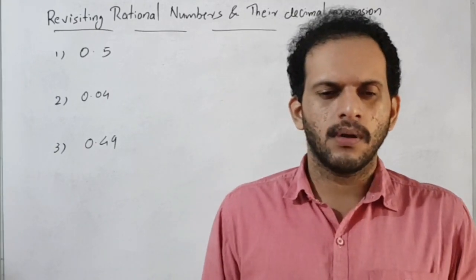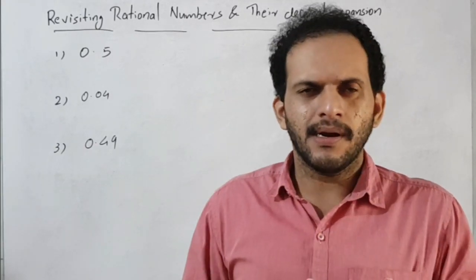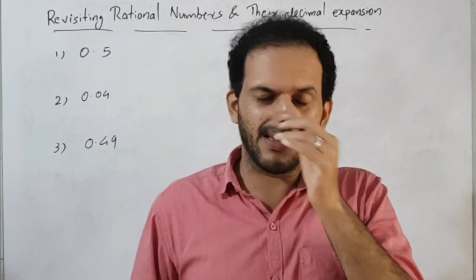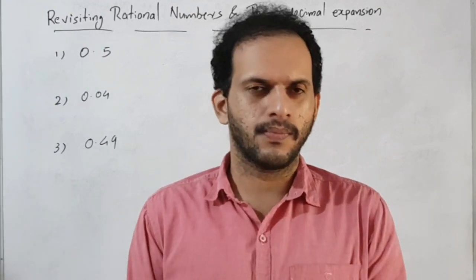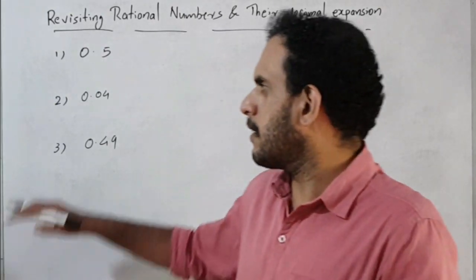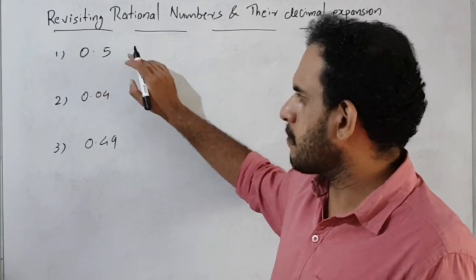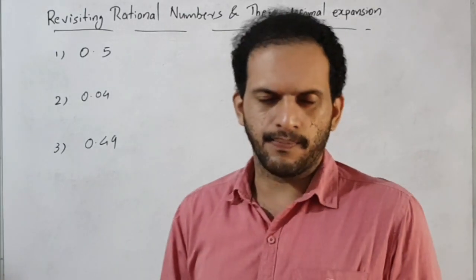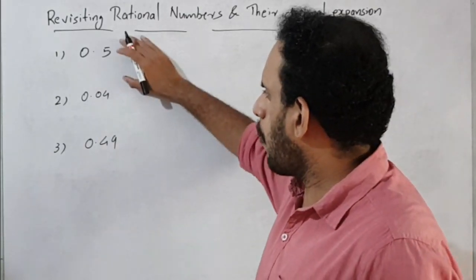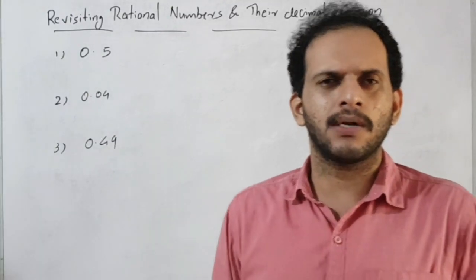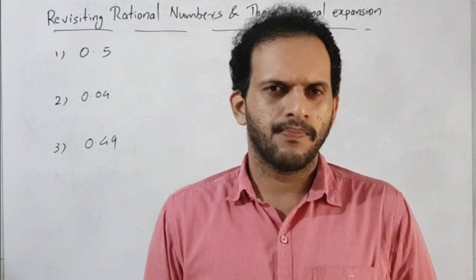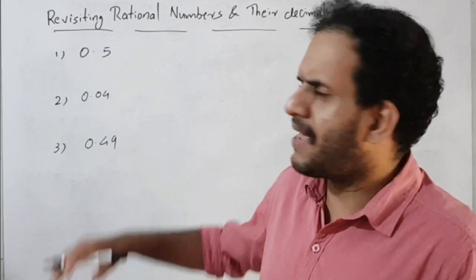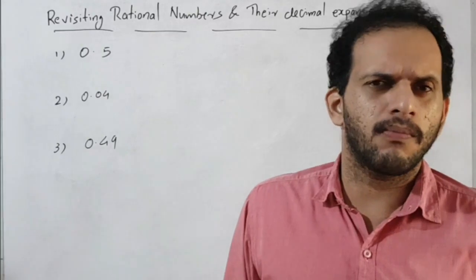Here we are discussing the terminating decimal expansion of rational numbers. Okay, so here I already wrote three examples. The first one is 0.5, the second one is 0.04, and the third one is 0.49. Then it's very clear these are all terminating decimal expansions of a rational number. Correct? So since they are rational numbers, it is possible to write them in the form of p by q.